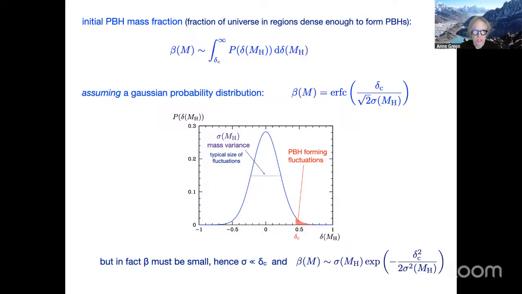As we will see very shortly, beta, the initial fraction, has to be very small. That tells us that sigma, the width, has to be much less than delta_c. So in reality, that distribution would be very narrow. And in this case, our complementary error function can be written in terms of this exponential. So you see that you actually have to have fine tuning of the mass variance to get a particular abundance of primordial black holes.